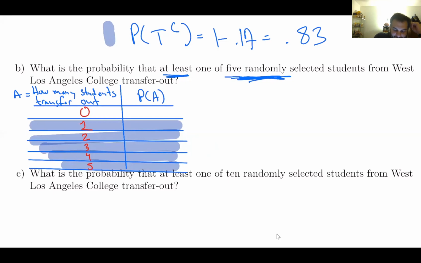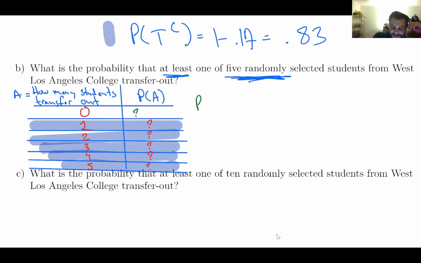So if you look at it, I have 5 unknowns. So that means if I wanted to find the probability of at least 1 of 5 students randomly selected, I'm going to have to find 5 separate probabilities. All right, so that seems like a lot. But if you look at it, which one of the probabilities do I not want? I don't want 0.